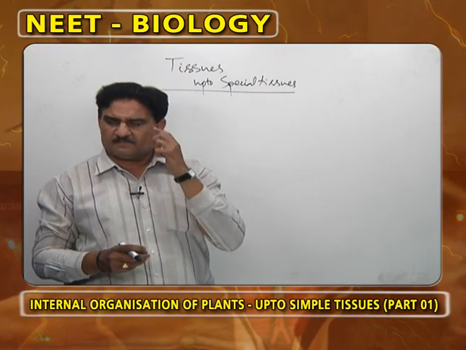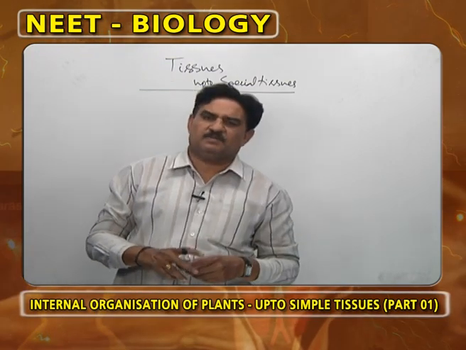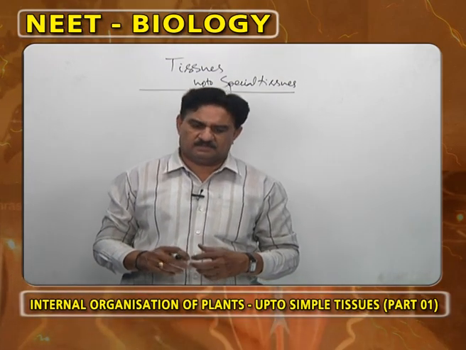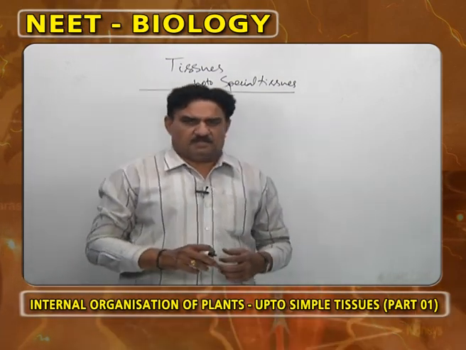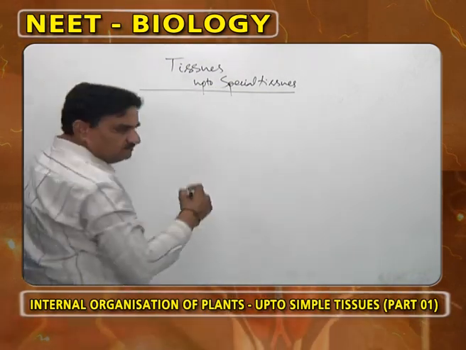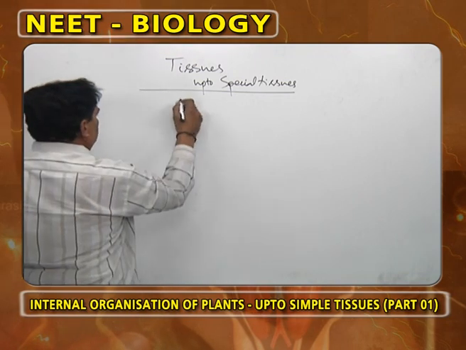Good evening, everybody. Yesterday or day before we completed cell biology totally, from introduction to cell division. Today we discuss tissues, meristematic tissues, permanent tissues and other things. What is a tissue? A group of cells are called tissues.